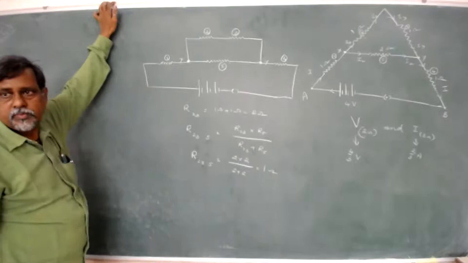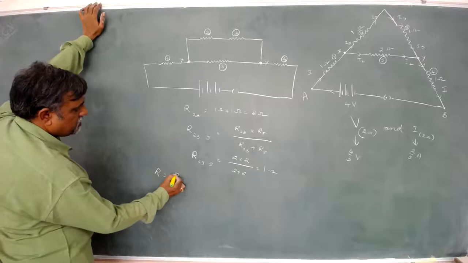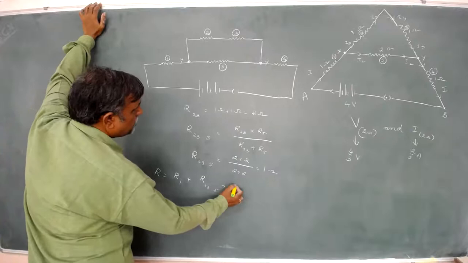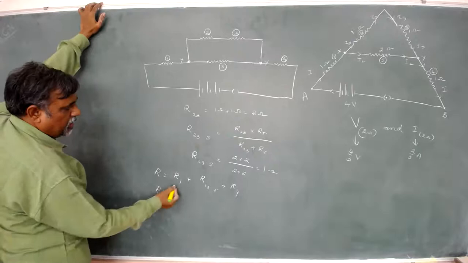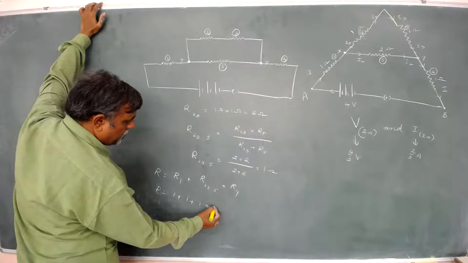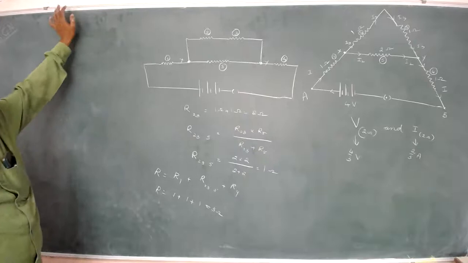Now the effective resistance R is R1 plus R2,3,5 plus R4, because this group and that are in series combination. R1 is 1 ohm, R2,3,5 is 1 ohm, R4 is 1 ohm. So R is 3 ohms. See how the values I have given in the beginning.